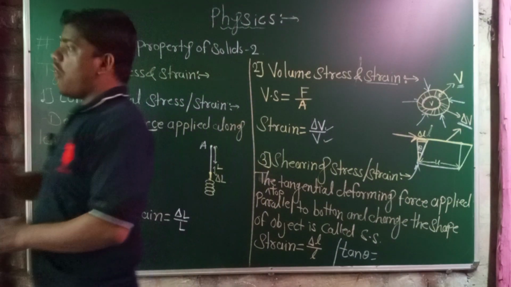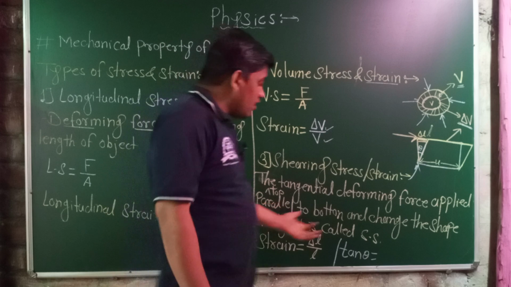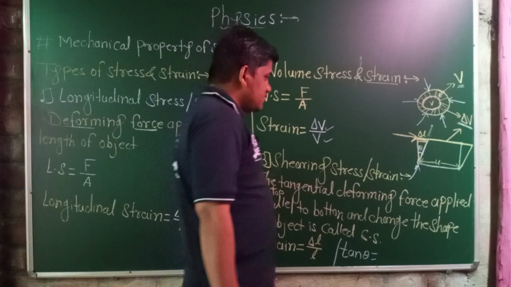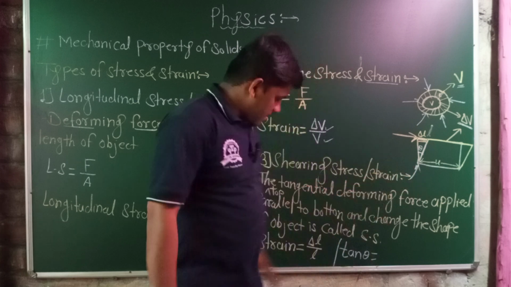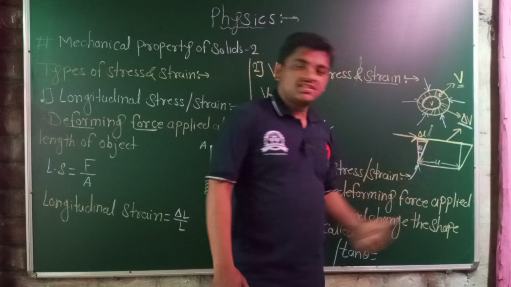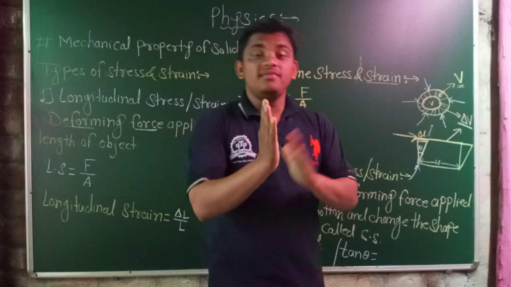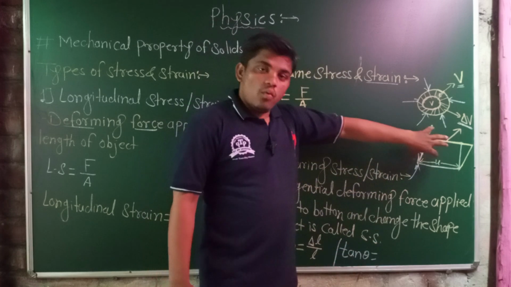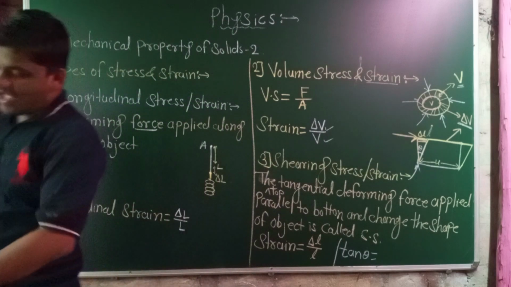We are applying a certain tangential force to the box. The tangential deforming force applied at the top of that box, parallel to the bottom, changes the shape of that object. This is called the shearing stress. And for the shearing strain, the change in surface length is delta L, and the shearing strain is equal to the change in surface length to the original length, or the angle made between the two arms, the original arm and the arm after the deformation. This angle is theta, and to find the shearing strain we can take the tangent of that angle. This is all about the types of stress and strain.